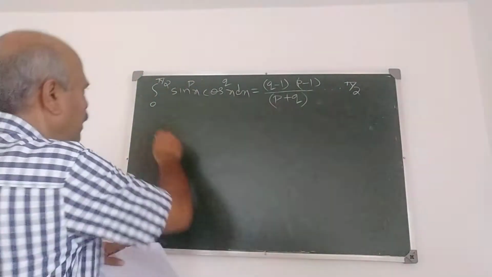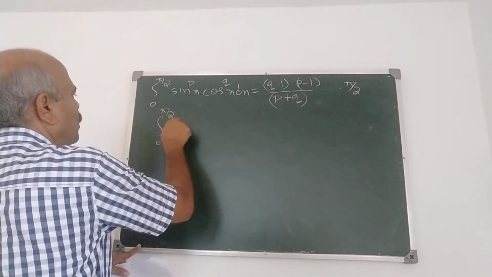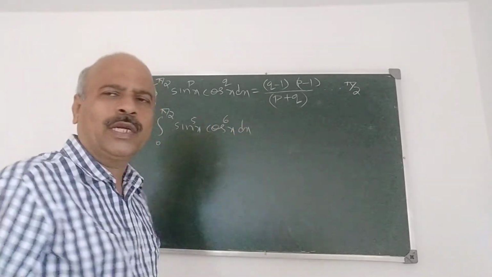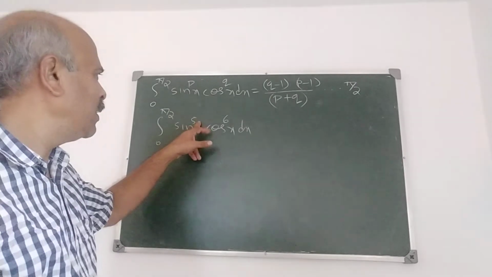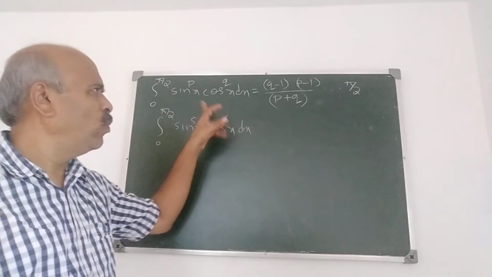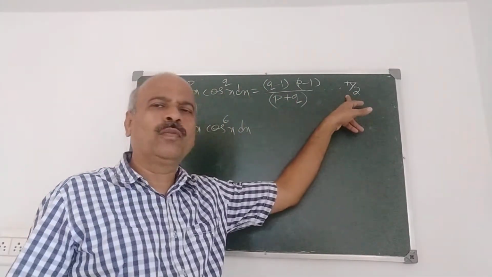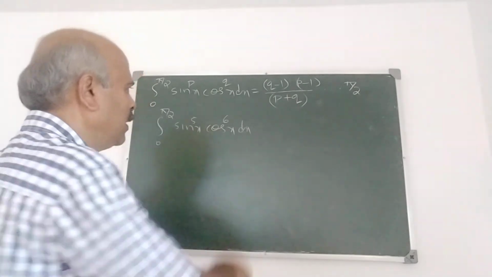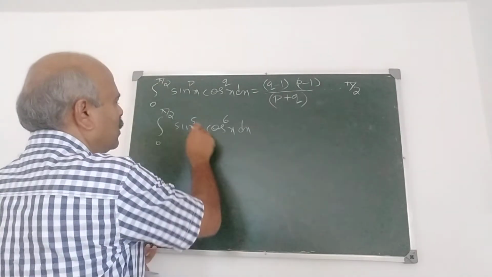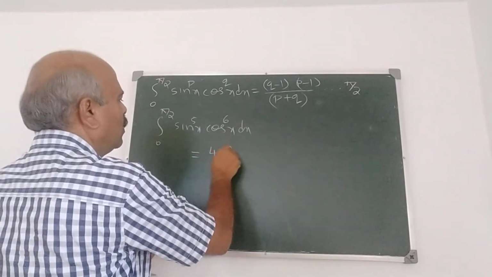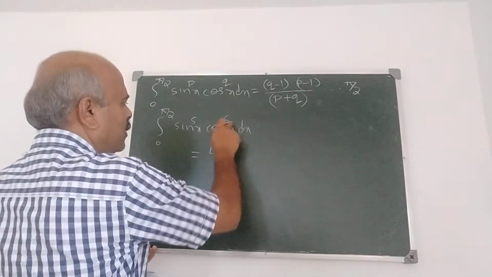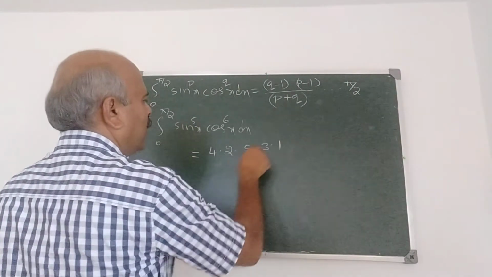I explain by taking one example. Evaluate the integral from 0 to pi by 2 of sin x raised to 5 cos x raised to 6 with respect to x. While applying the formula, you have to see these two things, p and q. When both p and q are even, you have to multiply by pi by 2. Otherwise you need not multiply by pi by 2. Now what are the factors here? First one starts from 5 minus 1, that is 4, 2. Then 6 minus 1, starts from 6 minus 1, that is 5, 3, 1.